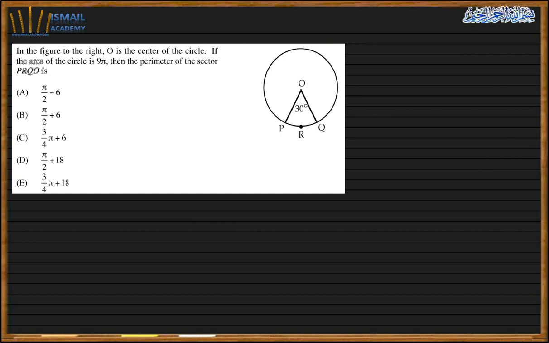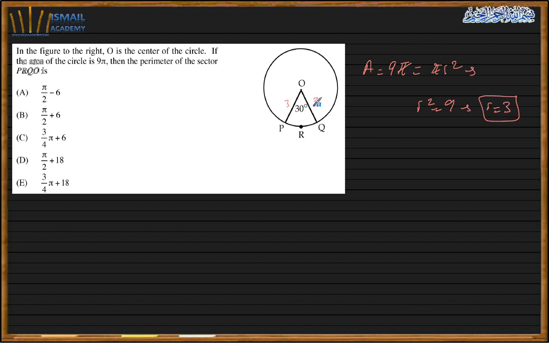O is the center of the circle if the area of the circle is 9 pi. So the area, if I cancel the pi here, I will have r squared equals 9, which means that the radius is 3.